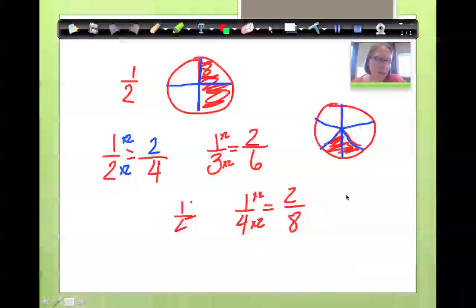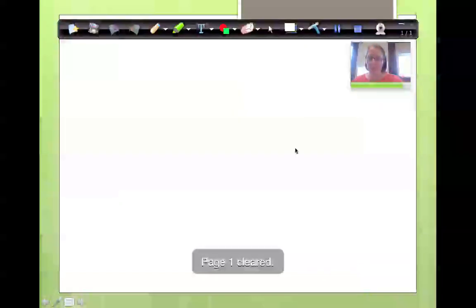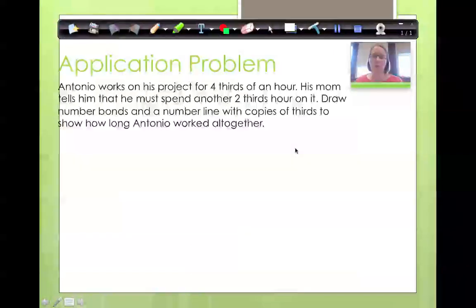Now let's do something a little bit different. What if I gave you 1/5 equals 2 something? I want to know how many I would be cutting it into. Well, what did I do to the 1 to get 2? Multiplied it by 2. So multiply this one by 2. I have 5 times 2 is 10. So 1/5 is the same as 2/10. Okay, now let's do our application problem.